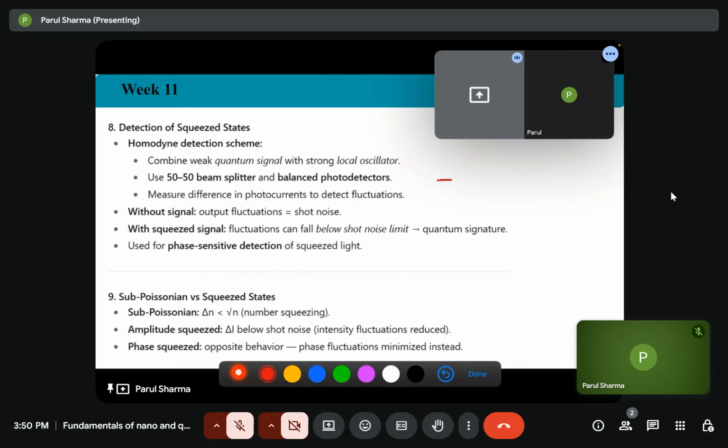So we have I1, photodetector 1, photodetector 2, I2, beam splitter. Okay, so this is the schematic.